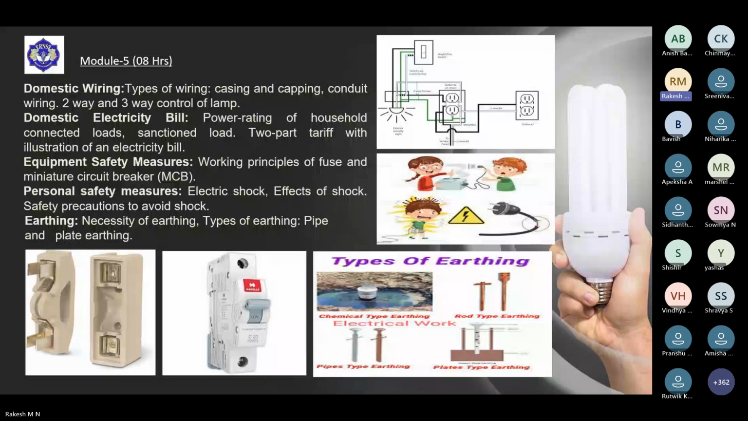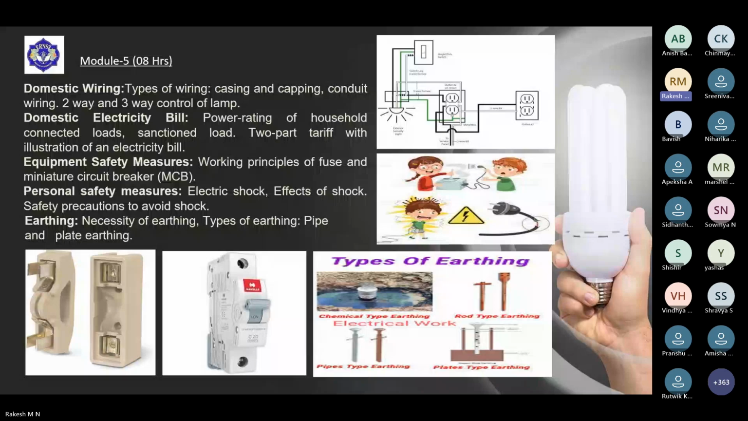We know very well there is something called fuse and miniature circuit breaker, MCB. These are the two devices which protect the equipments as well as the people from the faulty part and isolate the healthy system so that there is no harm or hazard caused for the person or the equipment. That is done with equipment safety measures.